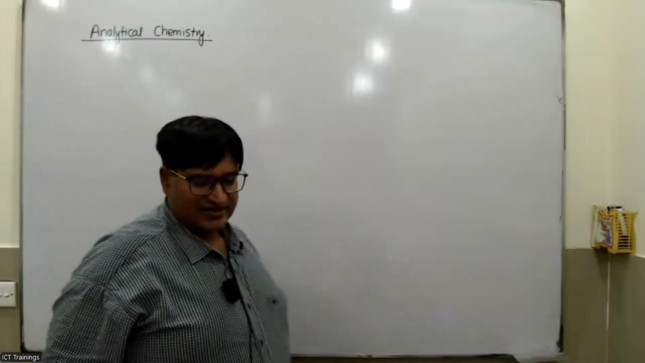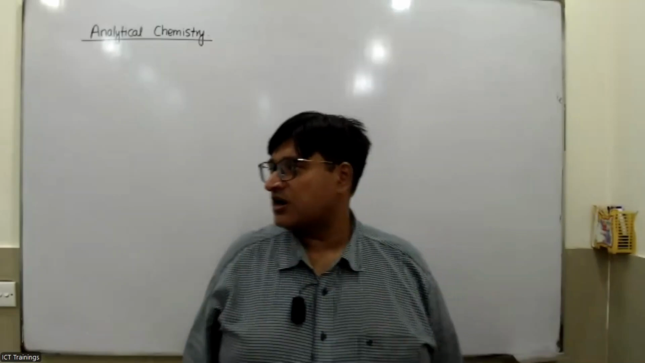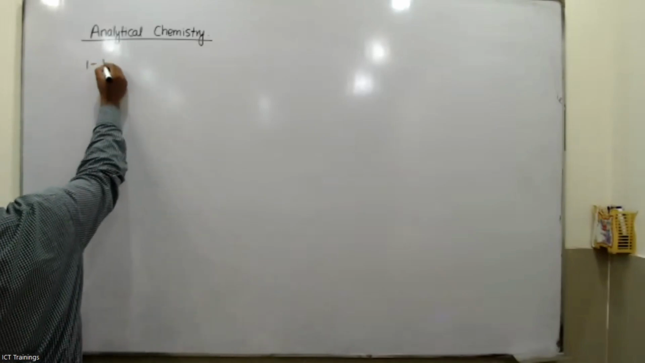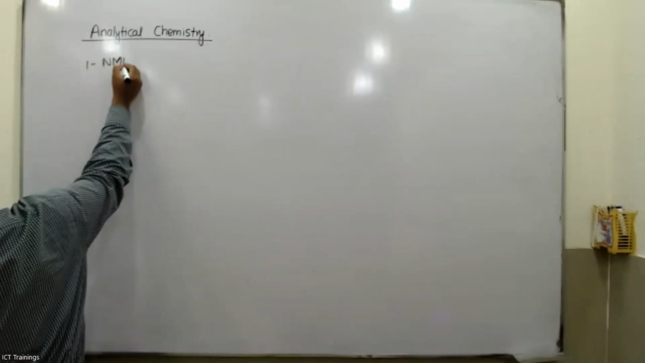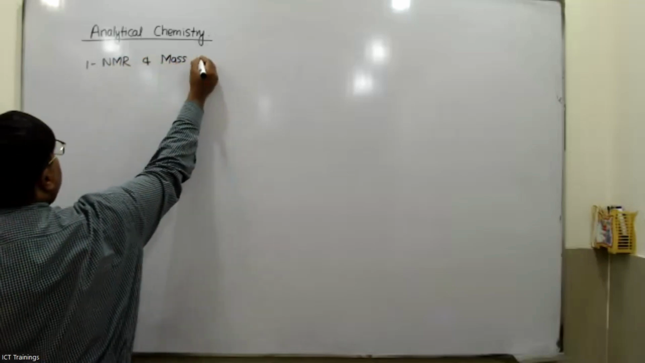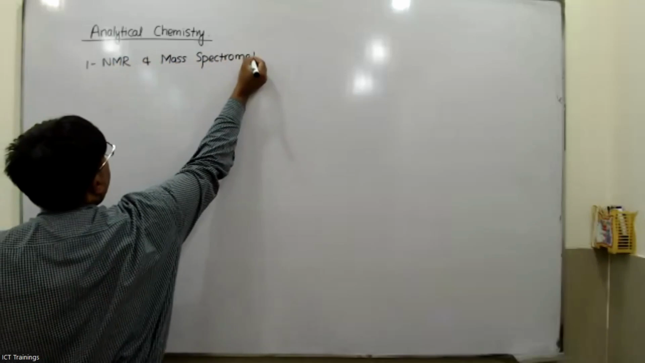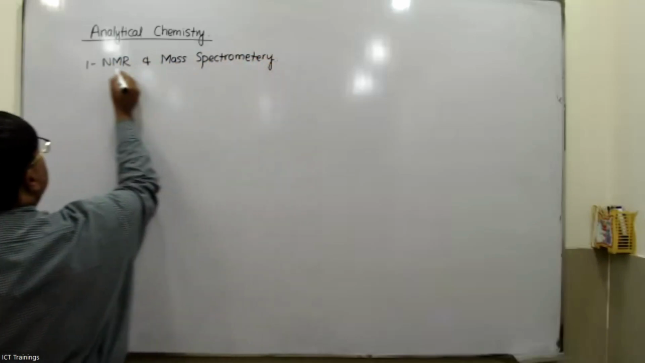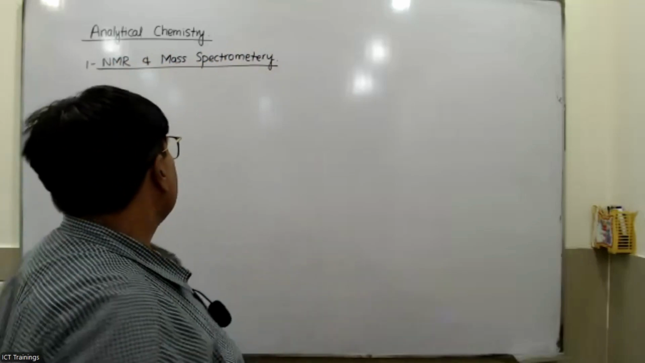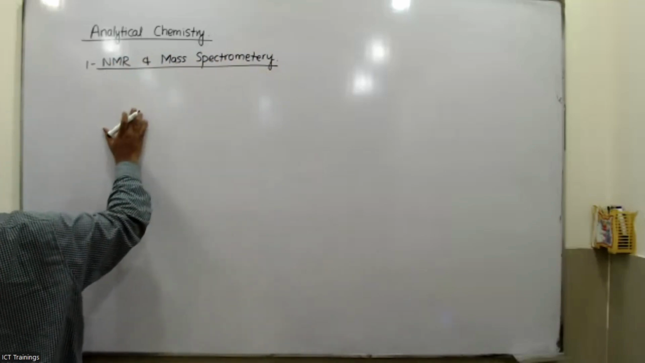Okay, my dear. So with analytical chemistry, you people should know about the first topic we are going to start. That is the NMR and mass spectrometry. So these two topics are joined with each other. So we should learn these topics side by side. So let's start with the NMR first of all and mass spectrometry.